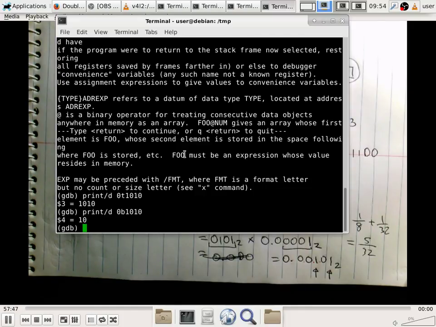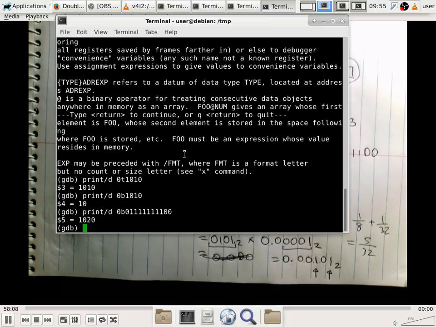So now we can do what we were talking about, print /d 0b, and then we have one leading 0, 8 ones, 1, 2, 3, 4, 5, 6, 7, 8, and then 2 trailing zeros. Shouldn't it be 7 ones? Well, actually, it's 11. Sorry. Okay, so we got it.